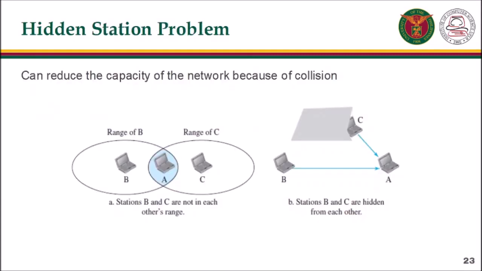The hidden station problem can reduce the capacity of the network because of collisions. This can be explained using the figure. Here, stations B and C are not in each other's range, but both are in the range of station A. Since B and C are hidden from each other, they may send data to A at the same time, which causes a collision.